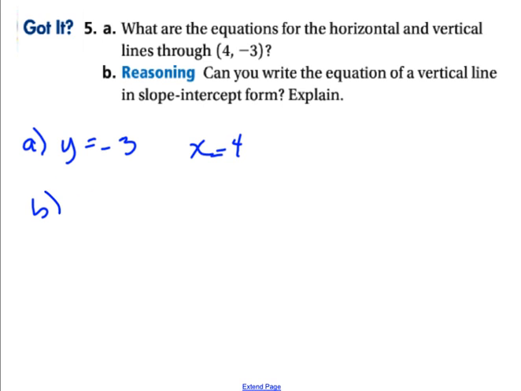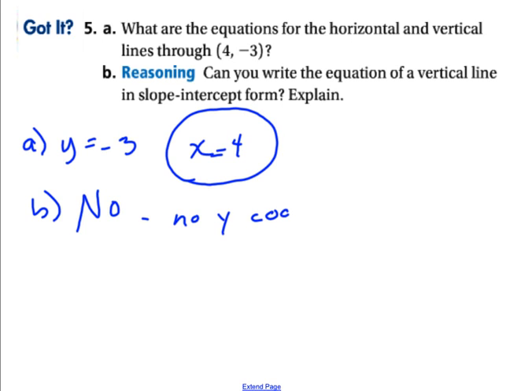For part B, can you write the equation of a vertical line in slope-intercept form? And the answer is no. Well, of a vertical line. So a vertical line is like this one. This is a vertical line. X equal to 4 is a vertical line. So the answer to this is no, because there's no y coordinate. So that cannot be done because there is no y coordinate. So it's not even in the equation.